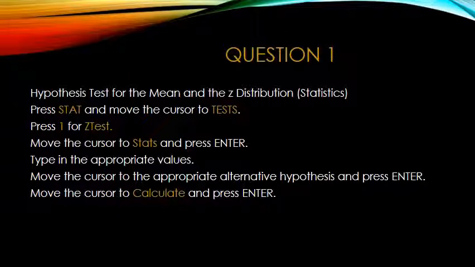Then you move the cursor to Stats, and then you press Enter, and then you type in the appropriate values from the question, and then you move the cursor to the appropriate alternative hypothesis, and then you press Enter. In this case, for this question, you select mu greater than mu naught because the question talks about greater, more than, and then you move the cursor to Calculate, and then you press Enter.